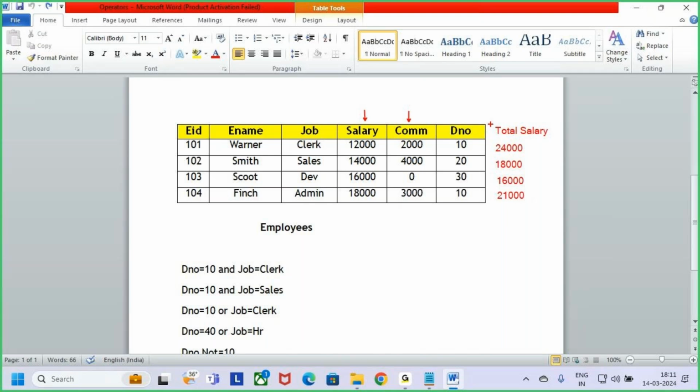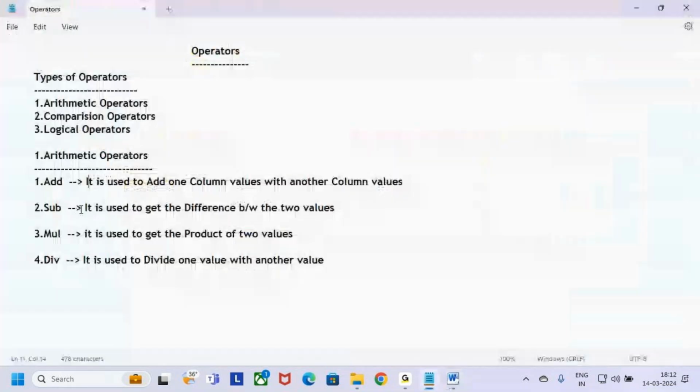So here, what I'm finding is the total salary of the employee. To find out the total salary, I'm going to add the values under the salary column with the commission column. So whenever you add one column's values with another column, go and use the addition operator, guys. By adding these two column values, I'm going to find the total salary of the employees. So this is the scenario where we'll use the addition operator.